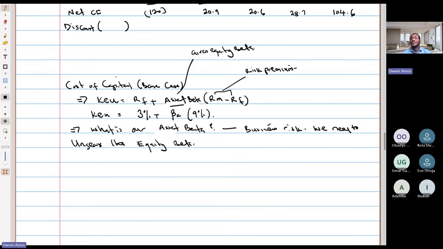Okay, so what do you mean by that? Our equity beta has both the business risk plus financing risk. Our asset beta requires only the business risk.